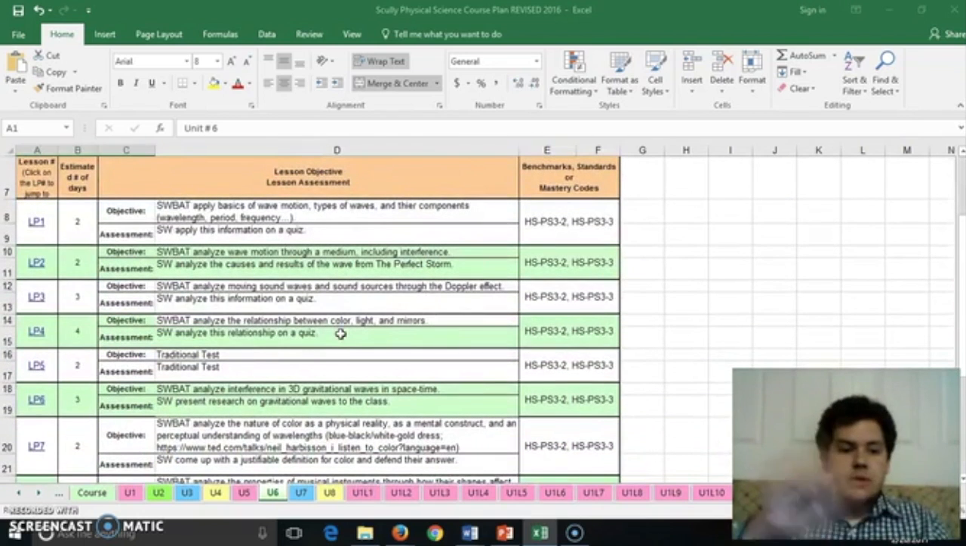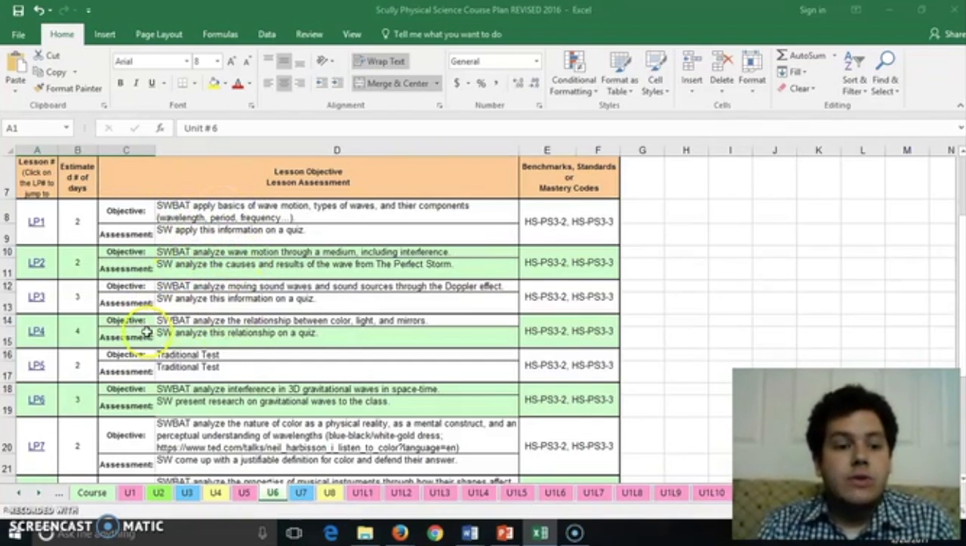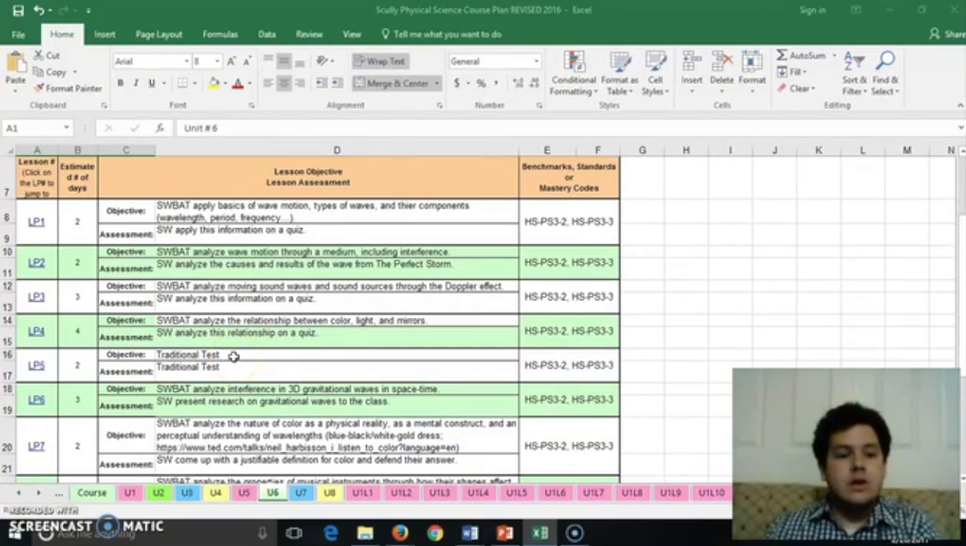But you can see all my SWIBOTs here. I start at sort of a lower Bloom's level as an introduction at the apply level, and then up it to analyze as we go further along, making sure my traditional test is at the level of the unit goal.